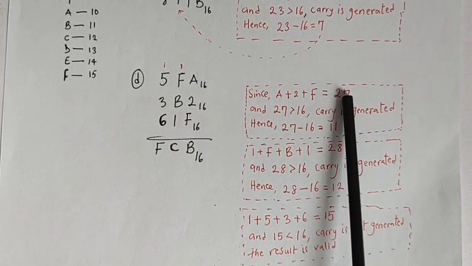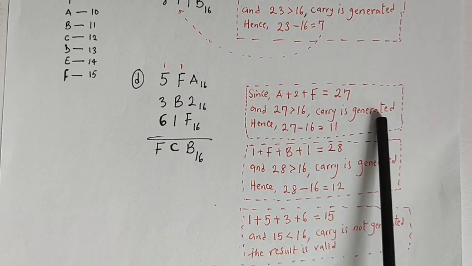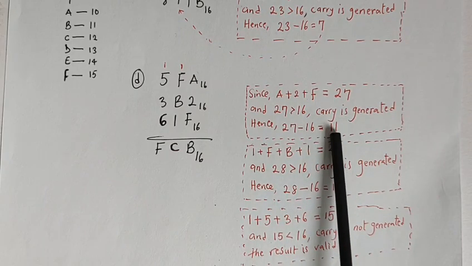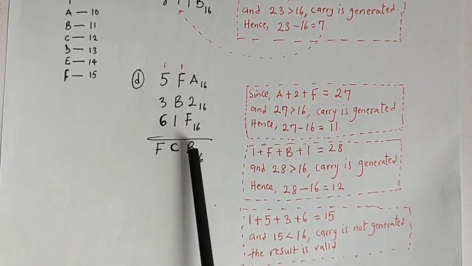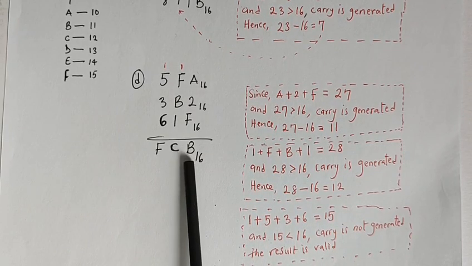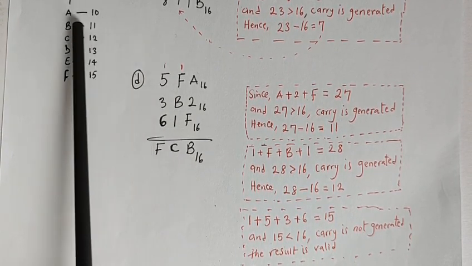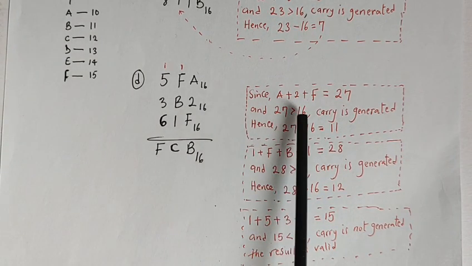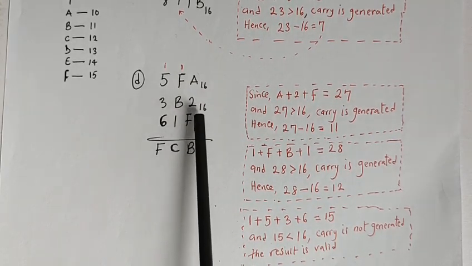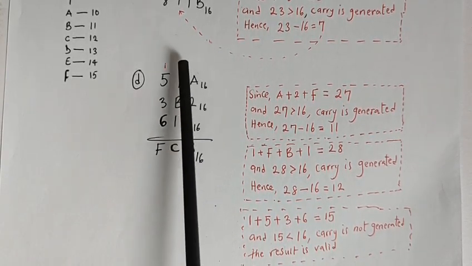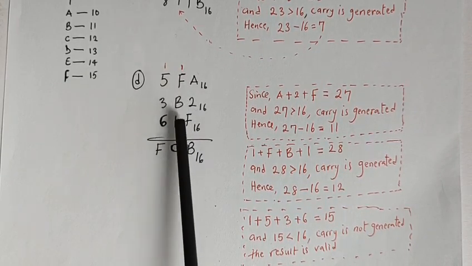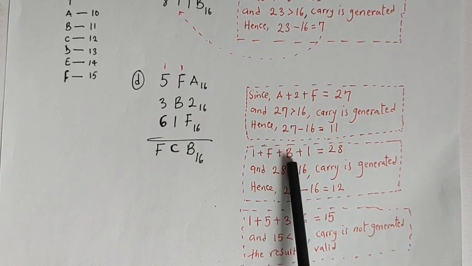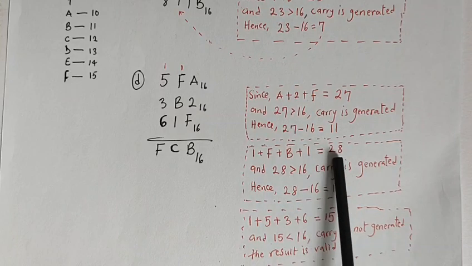Now we know that 27 is greater than 16. In that case, a carry is generated, and then we subtract 16 from 27. So 27 minus 16 is 11. At this point the value is 11. But you cannot write 11 directly because this is the hexadecimal number system. So what is 11 at this point? 11 is B. So we write B. Now remember, a carry has been generated from this first operation. So we take the carry over to the next column. So we say 1 plus F plus B plus 1. F is 15, B is 11, plus 1. We get 28.